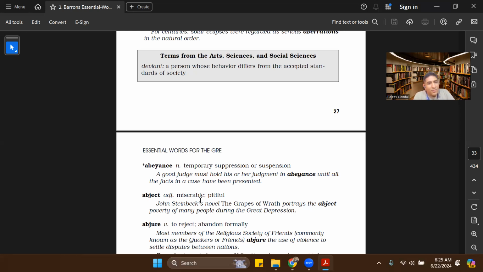Abject is pitiful, very, very miserable. So abject condition of poor means very pitiful condition of poor. That's abject, right? Abjure is to reject. I abjured the offer to take a bribe or something like that. Abjure means to not accept, abandon formally, leave.